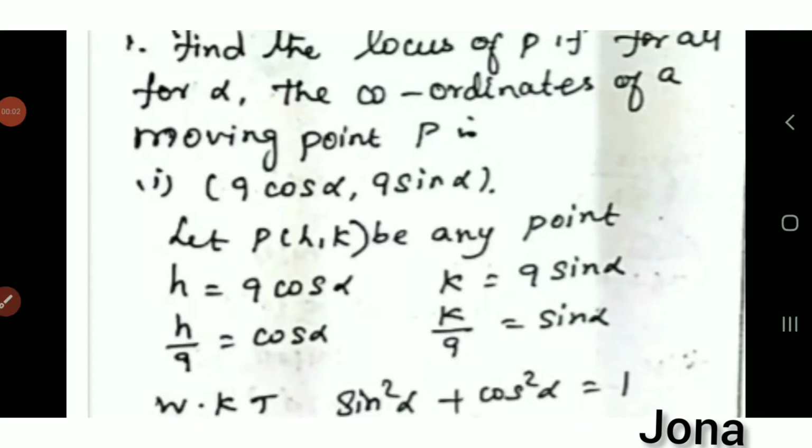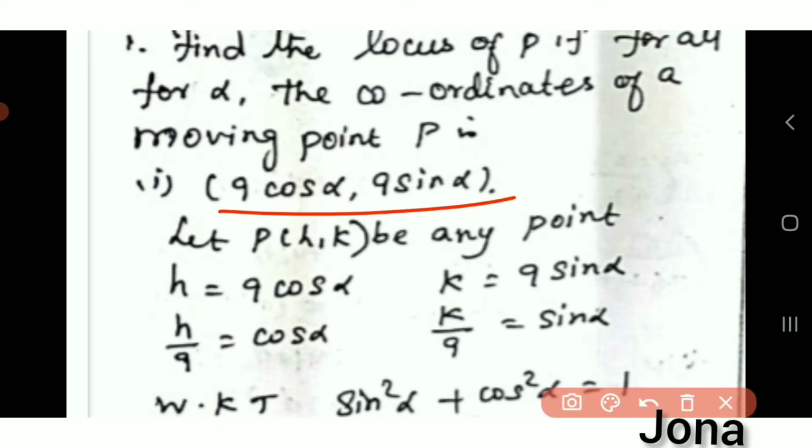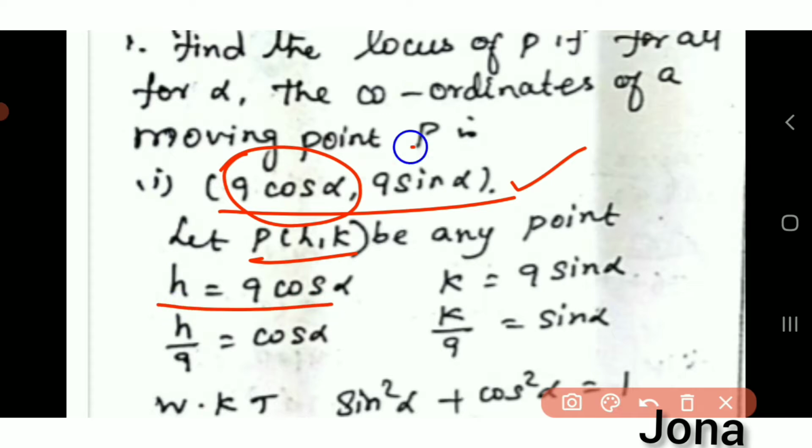Exercise 6.1. Find the locus of P for all alpha. The coordinates of a moving point P are 9 cos alpha, comma 9 sin alpha. Here we want to consider this 9 cos alpha and 9 sin alpha as P of H, comma K. So we can consider 9 cos alpha as H and 9 sin alpha as K.